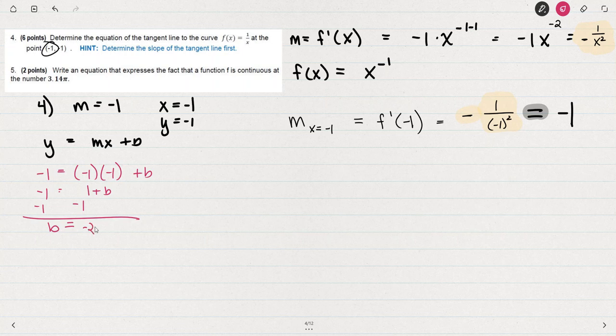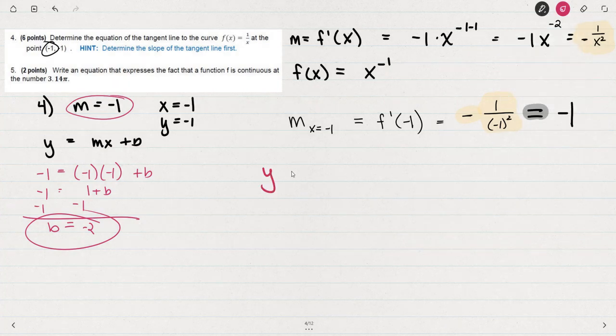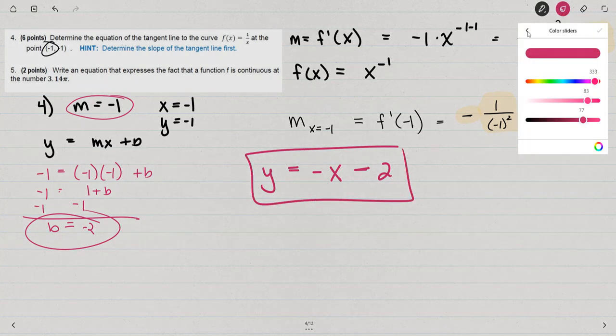So I have a slope m of -1. I have a y-intercept b of -2. I can write the equation of the line y equals mx plus b, so -1 times x, plus b, so -2, and there's the equation.